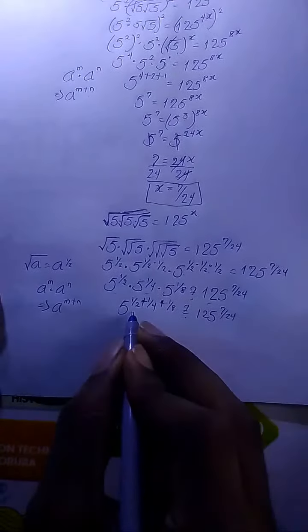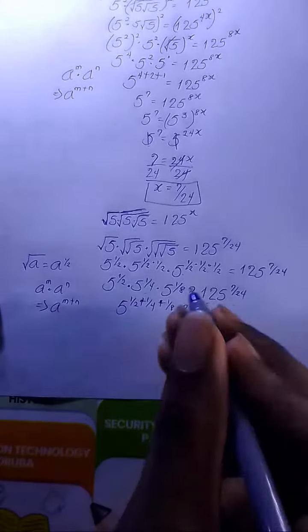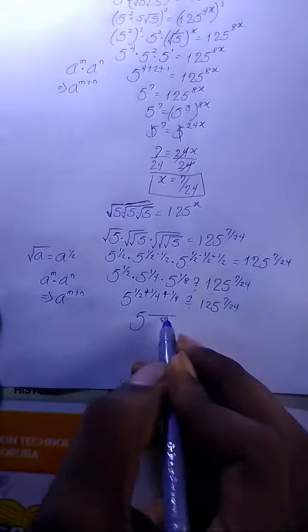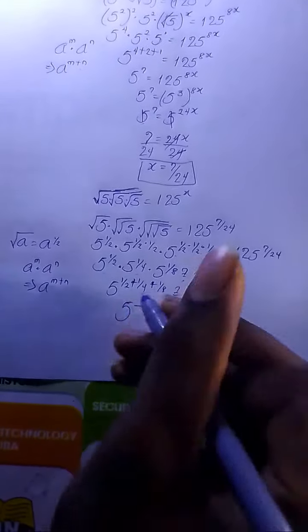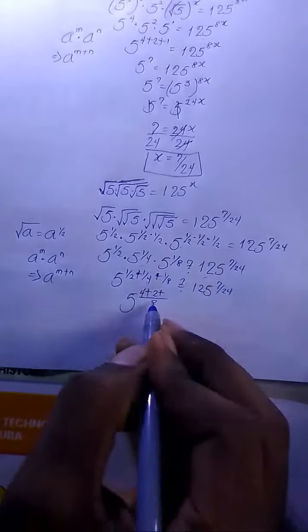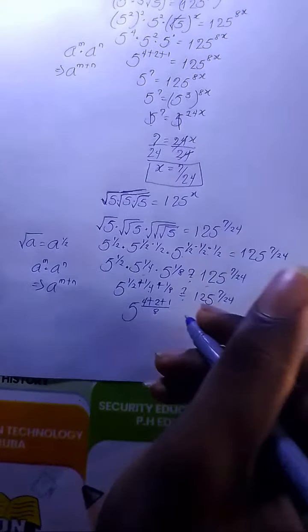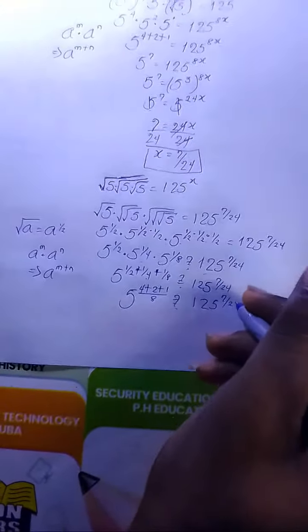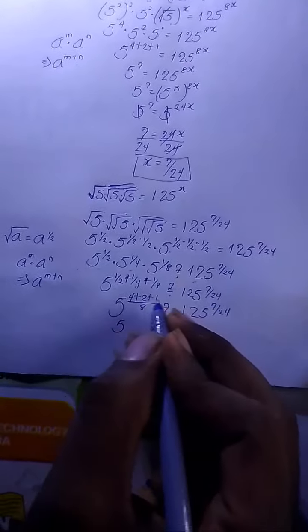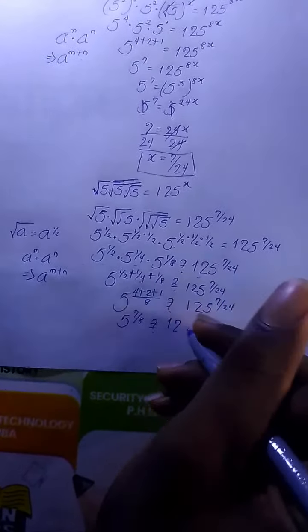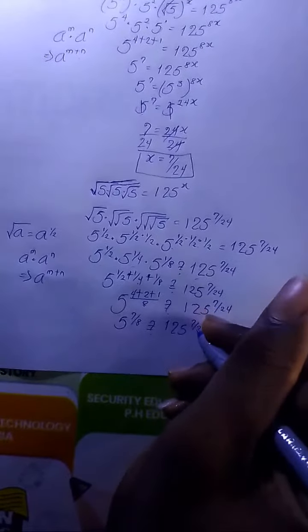Right? So from here we do the LCM of this fraction of this powered fraction. So when we have 5, the LCM is 8. So 8 divided by 2 gives us 4. 4 times 1, 4, plus 8 divided by 4 gives us 2. 2 times 1, 2, plus 8 divided by 8 gives us 1. 1 times 1, 1. Does it give us 125 raised to the power of 7 over 24? Right? So from here we have 5 raised to the power of 4 plus 2 plus 1 gives us 7 over 8. Does it give us 125 raised to the power of 7 over 24?